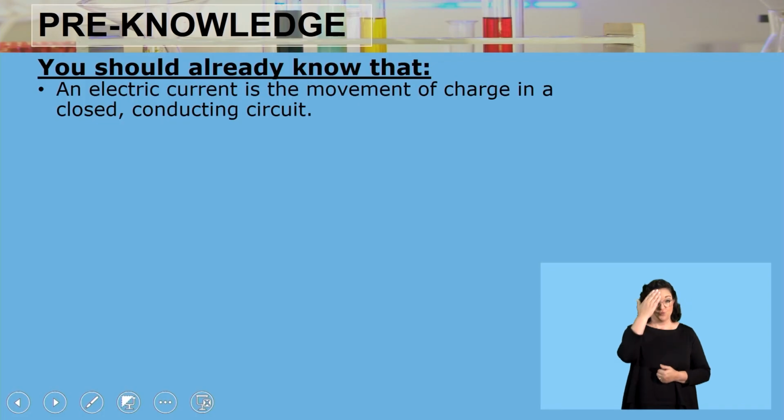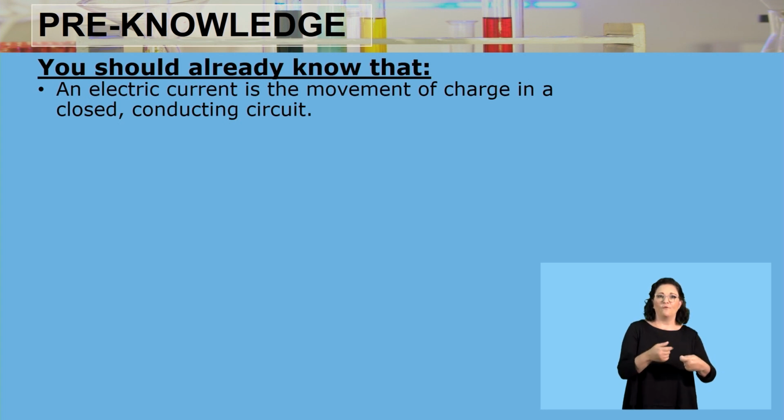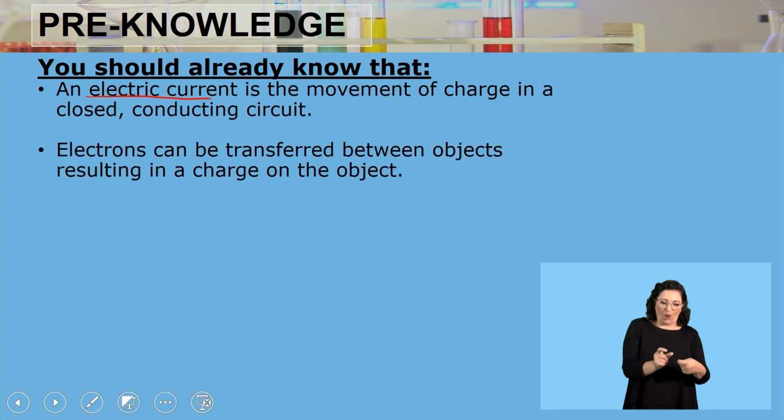To start, there are certain things that you already know. Whenever someone talks about the effects of electric current, there are certain things that already come to mind. This is what we already know: an electric current is the movement of charge in a closed conducting circuit.